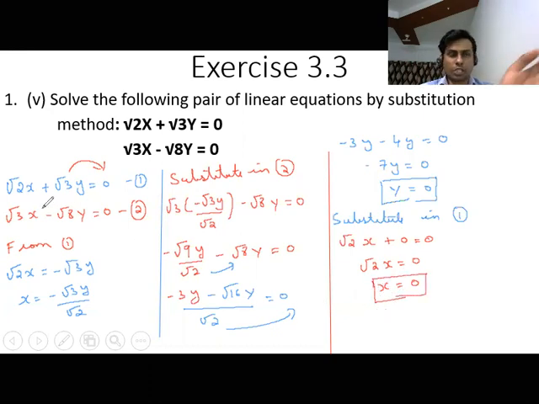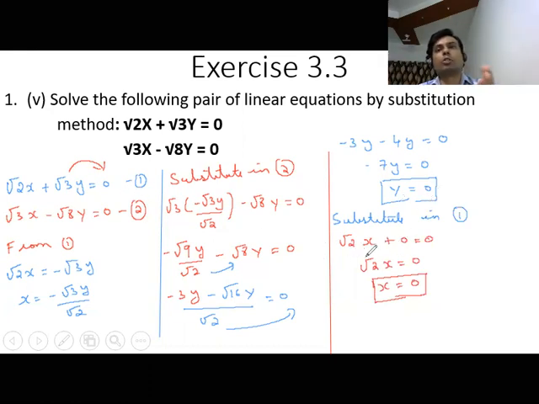So we took the first equation as root 2x plus root 3y is equal to 0. Root 3y, we took it on the other side. We got x equal to minus root 3y by root 2. Substitute in the second equation. In place of x, you put this value. So root 3 into minus root 3y by root 2 minus root 8y is equal to 0. Open this bracket, you will get minus 3y. Take LCM, minus root 16y. Root 16 is 4. And root 2, take it on the other side, it will become 0. So minus 7y is 0, or y is 0.